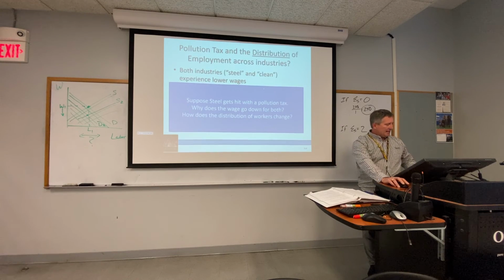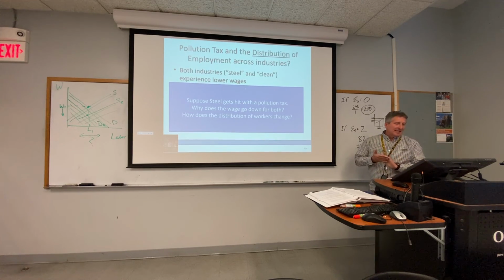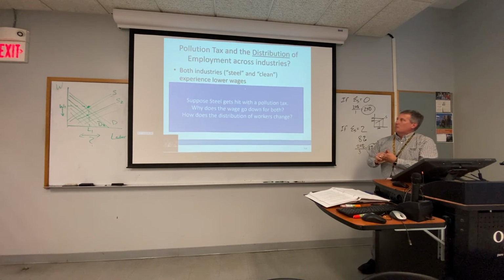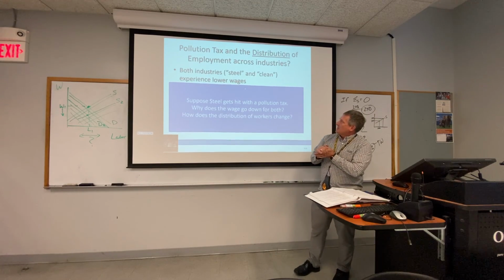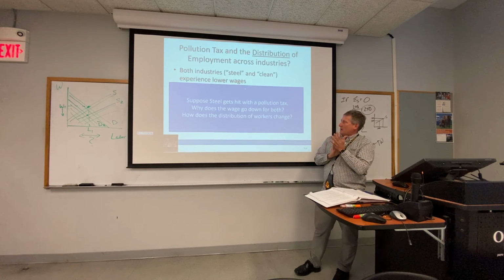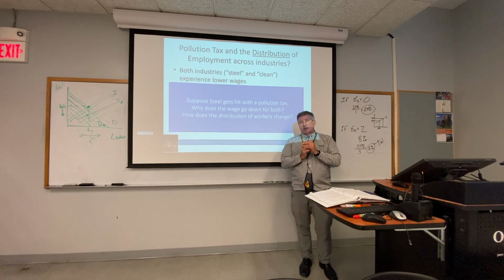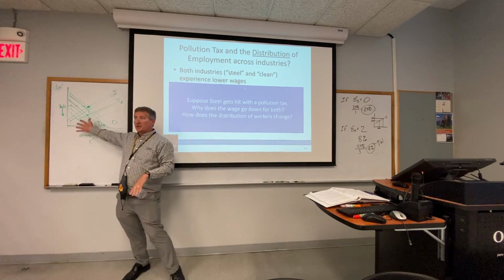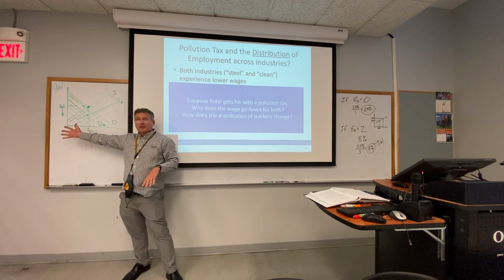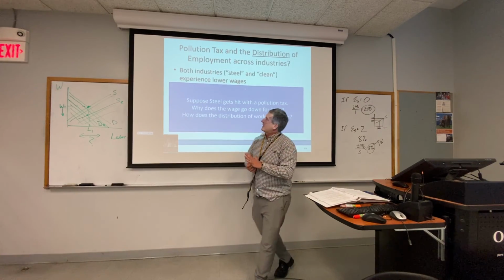All right, so one last thing here. I know you're anxious, but hopefully this will be beneficial. So we've got steel and clean. So suppose the steel industry gets hit with a pollution tax. Why does the wage go down for both? How does the distribution of workers change? So definitely with steel, the steel industry has this situation going on, right? So why does the wage also go down for the clean industry?